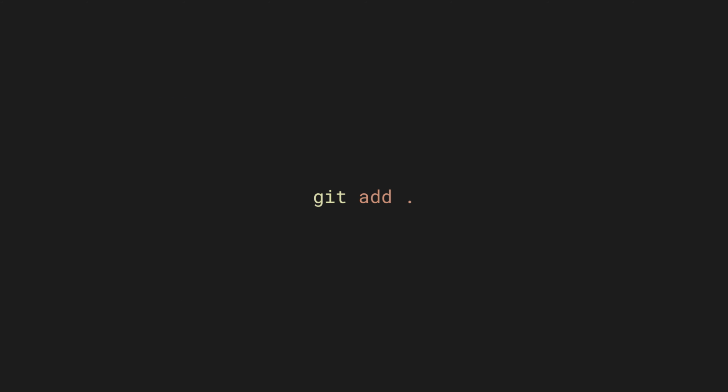The git add . command is incredibly convenient. It adds all files in the current directory and subdirectories. However, be careful. Make sure you actually want to commit all those changes. It's easy to accidentally include files you didn't intend to stage.